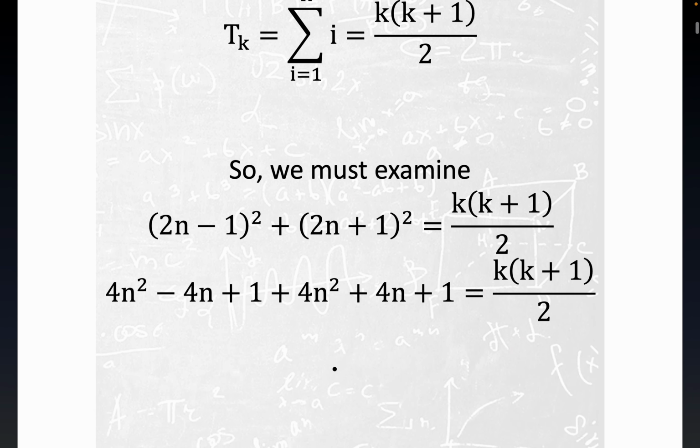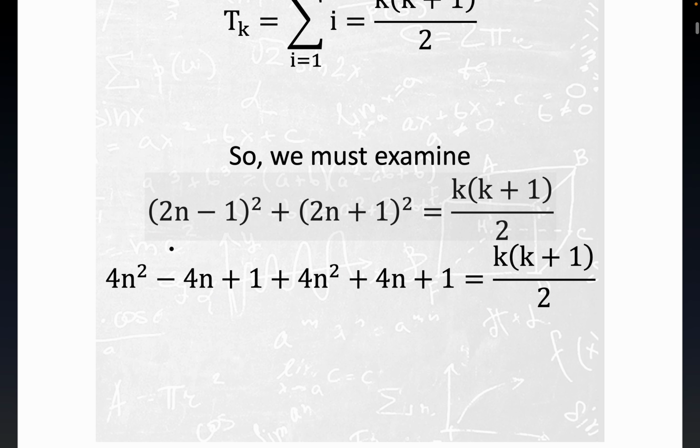Now, when you expand all this out, this is what happens. And notice that the 4n terms cancel. They're additive inverses of each other. So you'd end up with 8n squared plus 2 on the left-hand side. So if you multiply by 2, that would be 16n squared plus 4 equals the product k times k plus 1.